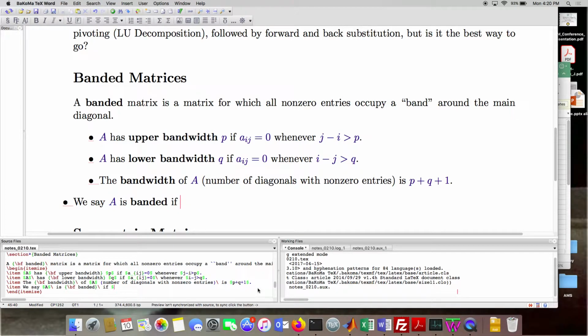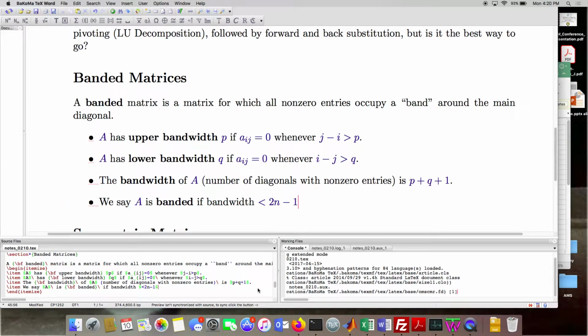if the bandwidth is less than 2n minus 1. Because the total number of diagonals is 2n minus 1. You have a main diagonal, then you have n minus 1 diagonals above, and n minus 1 diagonals below. So 2n minus 1 is the largest the bandwidth can be. So if there are some diagonals that have all 0 entries, then we say it's a banded matrix.